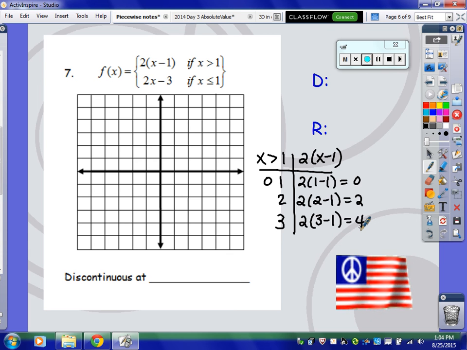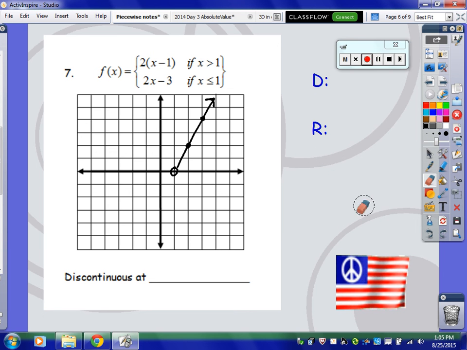Alright, so let's graph those pieces. So at (1, 0), we're open. At (2, 2), you're closed. And at (3, 4), you're closed. Alright, so let's try to hit the points better than I did. Alright, so there's the first piece of our function. Alright, let's graph that second piece.